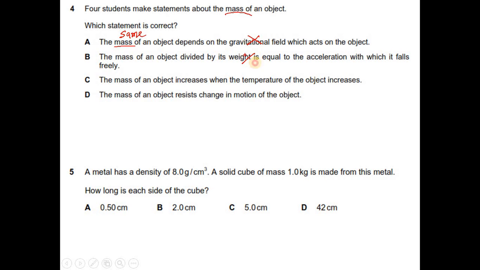The mass of an object divided by its weight is equal to acceleration due to gravity. Of course this is a wrong statement, because the relation between weight W and mass M is W is equal to mg. And what are they saying? They are saying mass is divided by W. If you rearrange this equation, mass divided by W will be 1 upon g.